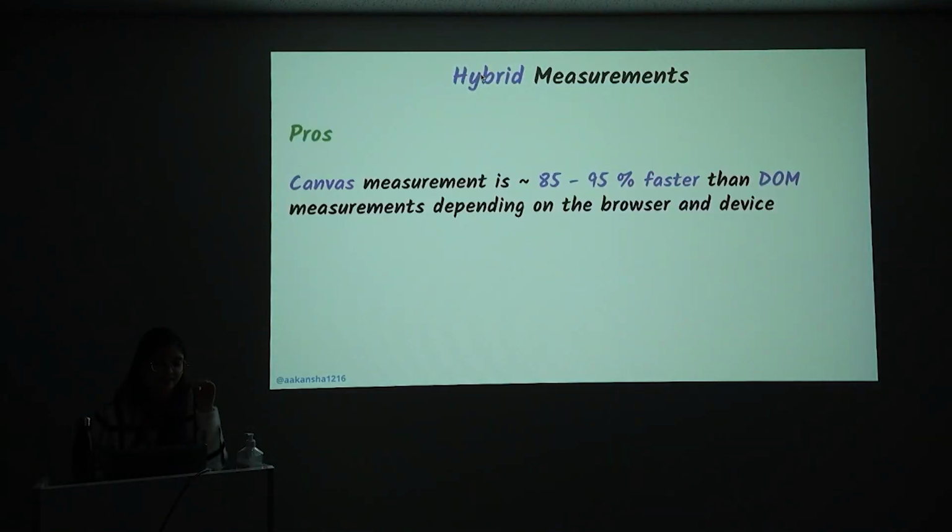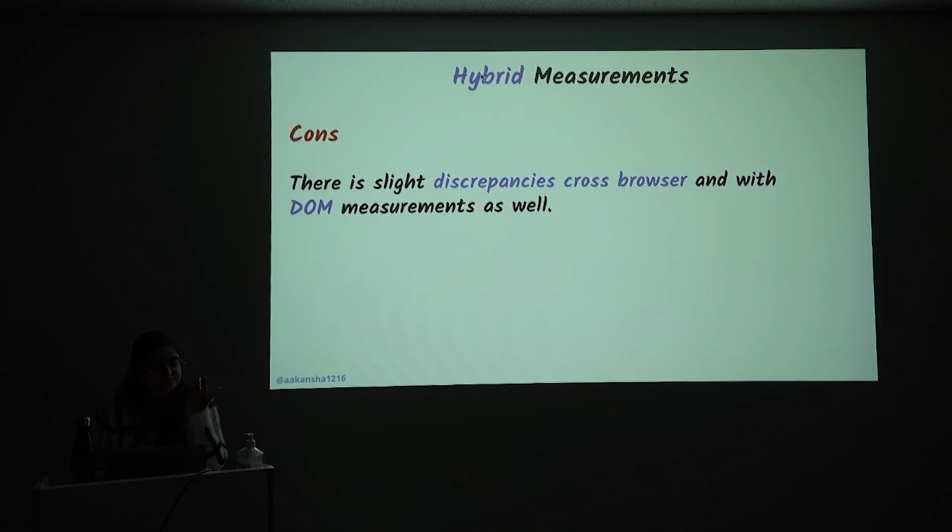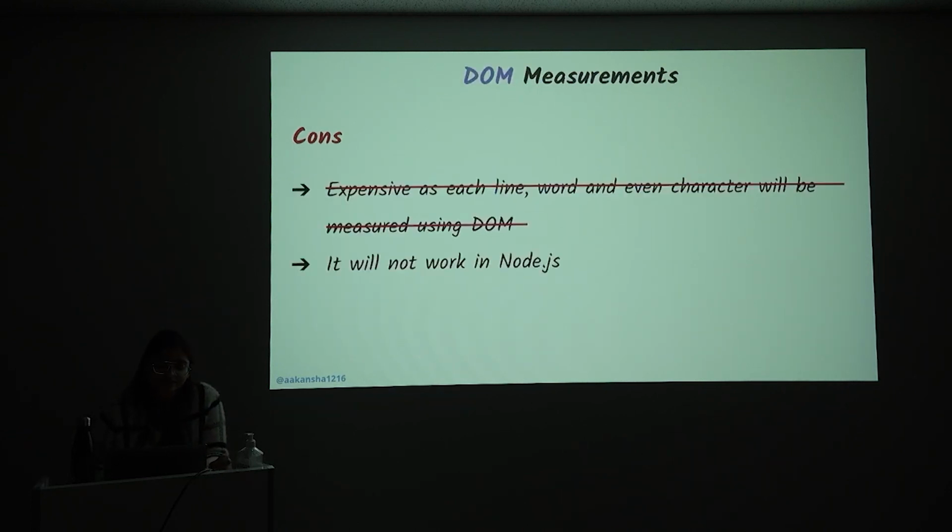So I can say that, hey, canvas measurement is 85 to 95% faster than the DOM measurements depending on the browser and device. And the con is, I just showed the discrepancy cross browser, so that is something to be aware of, and you might have to add some offset to take care of it. So that is something you need to know. So this was about the hybrid measurements, and with this we can say that the expensive part, the con, is completely gone. We had a huge win over it with the help of measure text API, and it's a lot faster, 85 to 95% faster. So we don't need to worry about it.